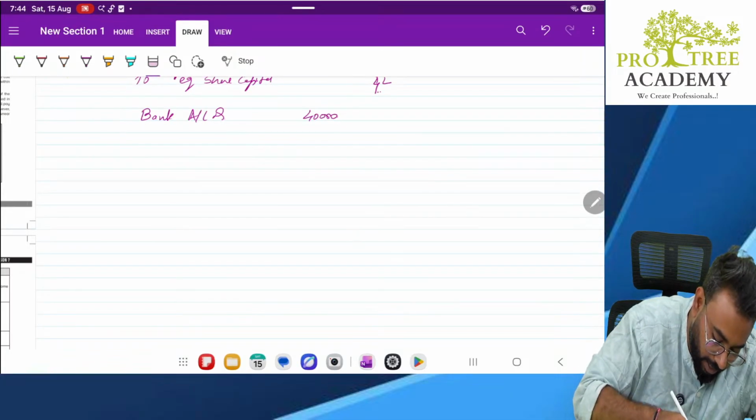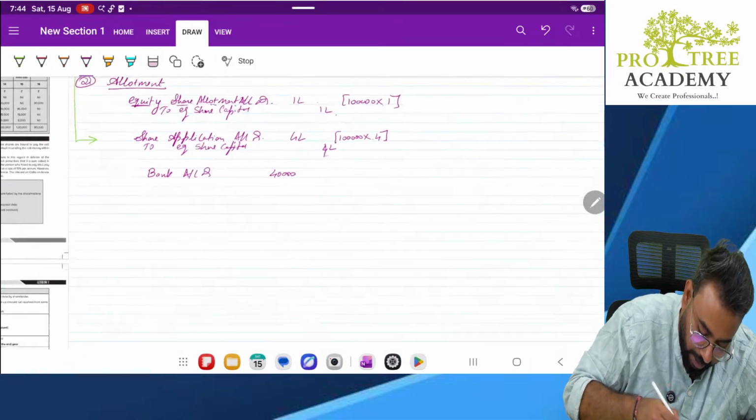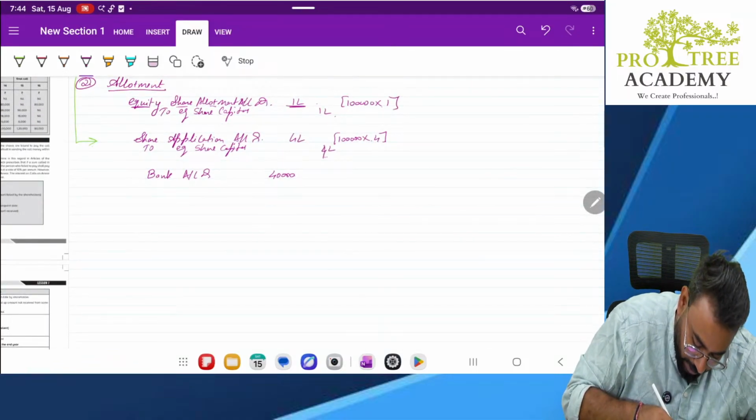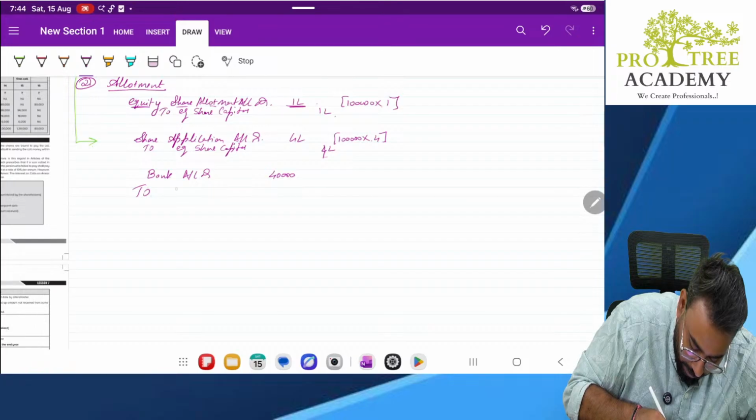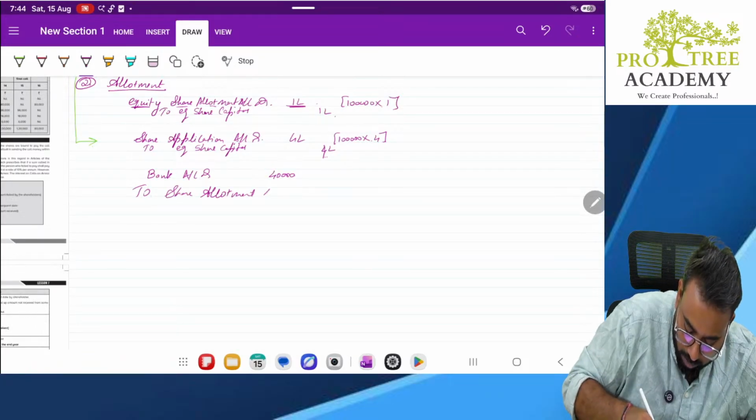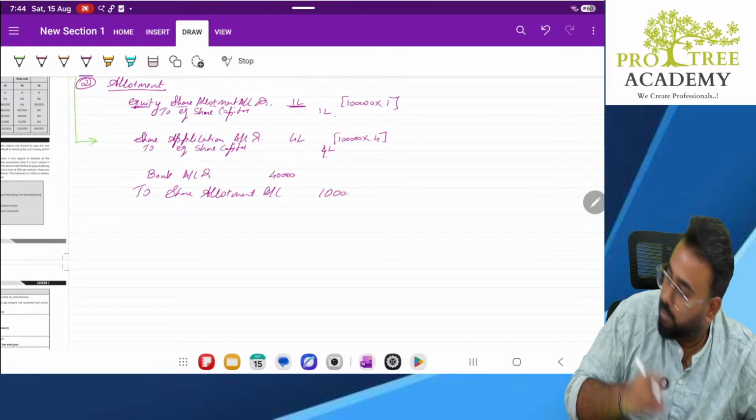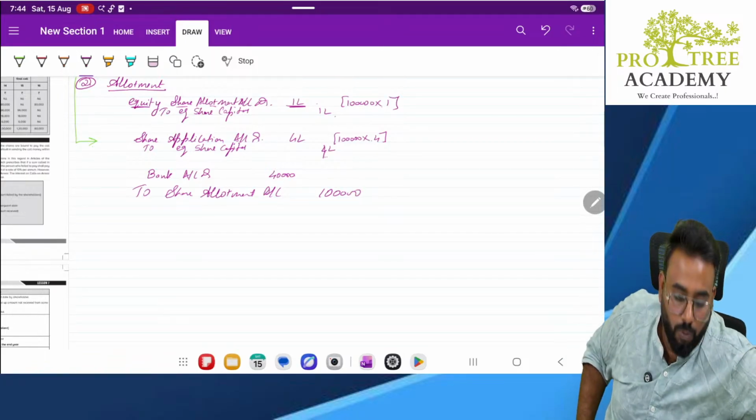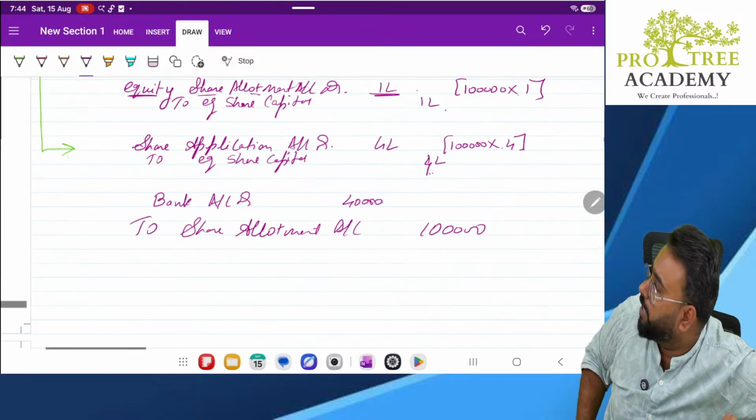40,000 you received in the bank? Yes, sir. I received 40,000 in the bank. Sir, but I need to receive 1 lakh rupees, correct? To share allotment account. It should be how much? 1 lakh. But how much you have actually received? Only 40,000. Sir, what happened to the balance, sir?